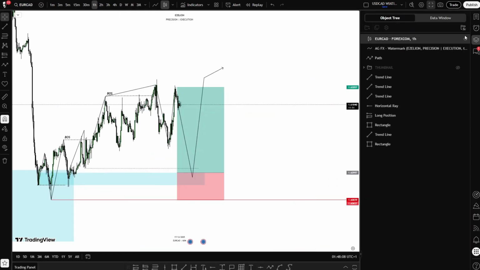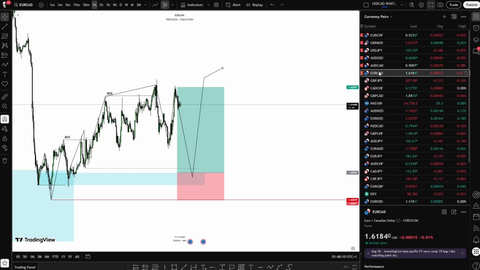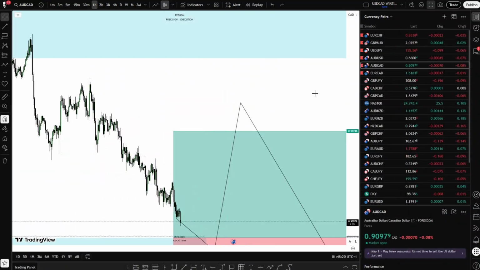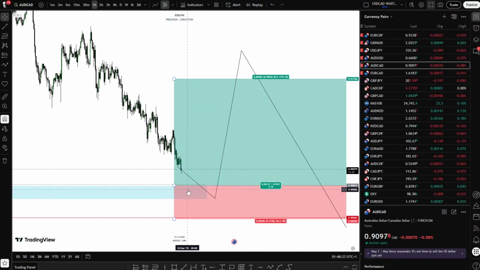So we have two trades that we are currently active on. One is Euro card. Right, this is Euro card. The other one is AUD card. Right, this one we are not going to take it. We don't have a limit order. We are looking to take it, but no limit order yet.